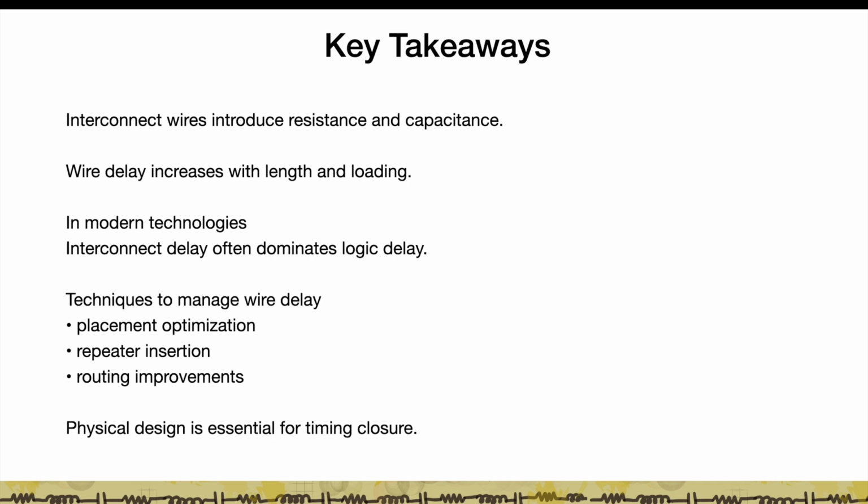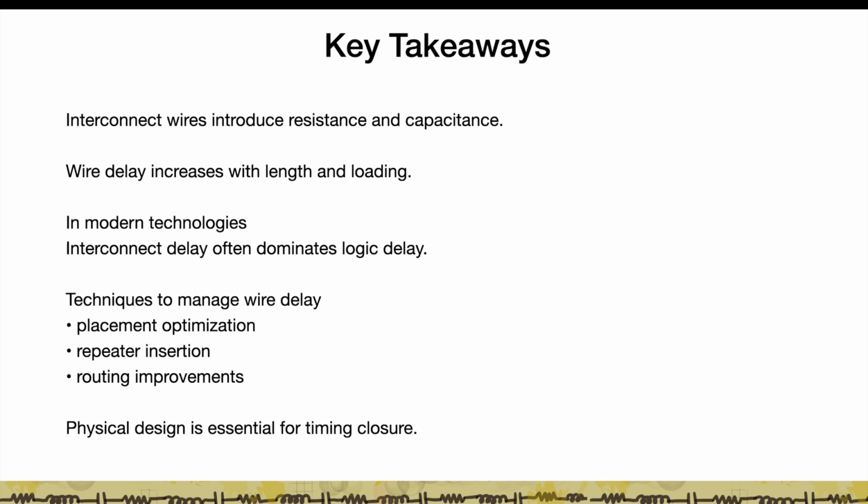In modern technology nodes, this isn't a second order effect. Interconnect delay frequently exceeds gate delay, and it is the primary reason why timing closure requires physical design expertise, not just logic optimization. The tools in the arsenal are placement optimization, repeater insertion, routing improvements, and layer selection. Together, they give designers the control they need to meet timing, even as wires get relatively harder with each process generation.